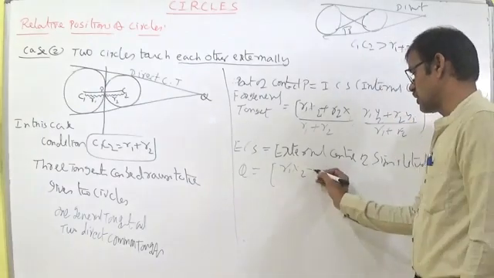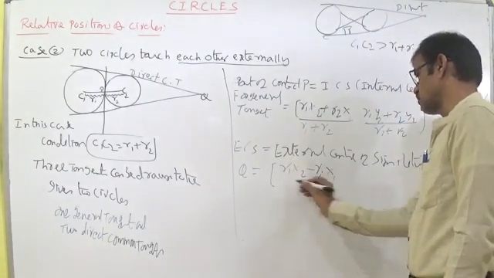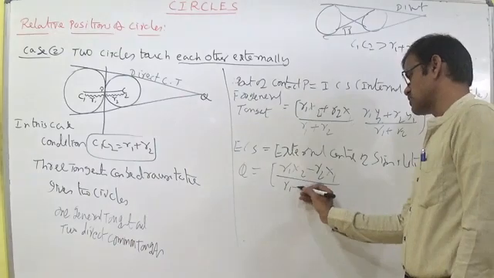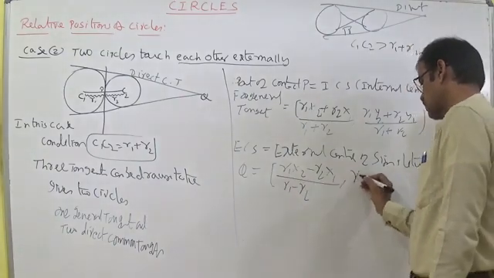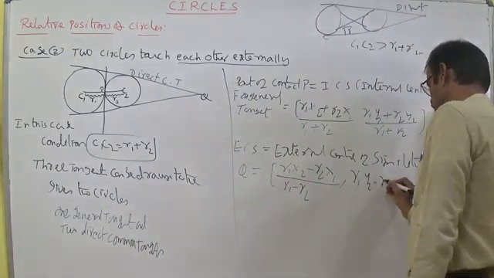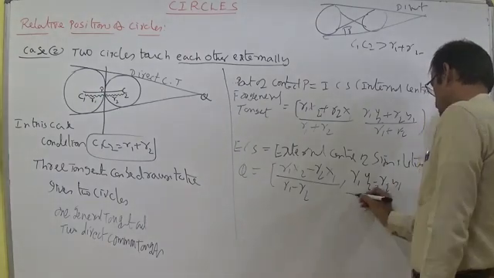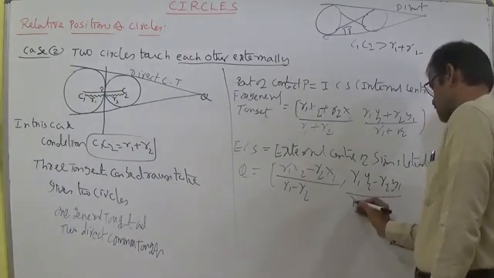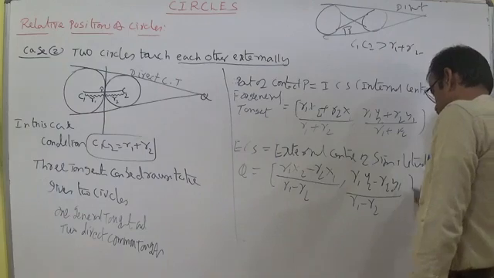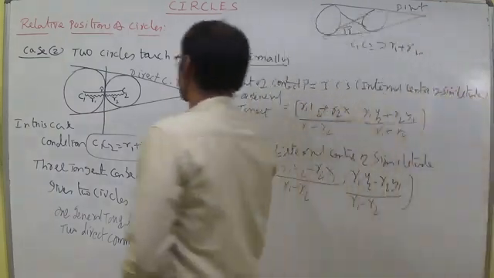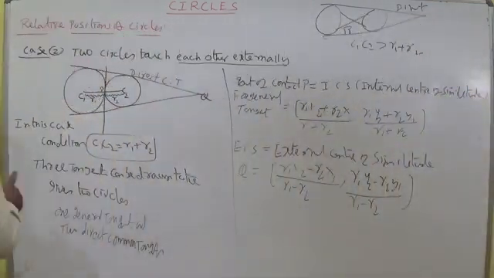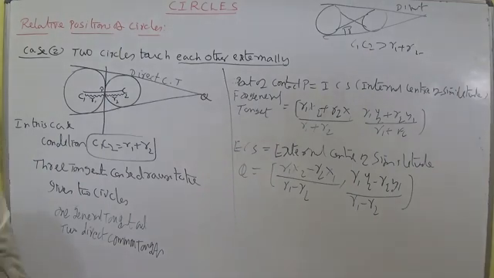Now Q you can write R1x2 minus R2x1 by R1 minus R2 comma R1y2 minus R2y1 by R1 minus R2. This is the external center of similitude. Now case 2 completed. Let us discuss case 3.